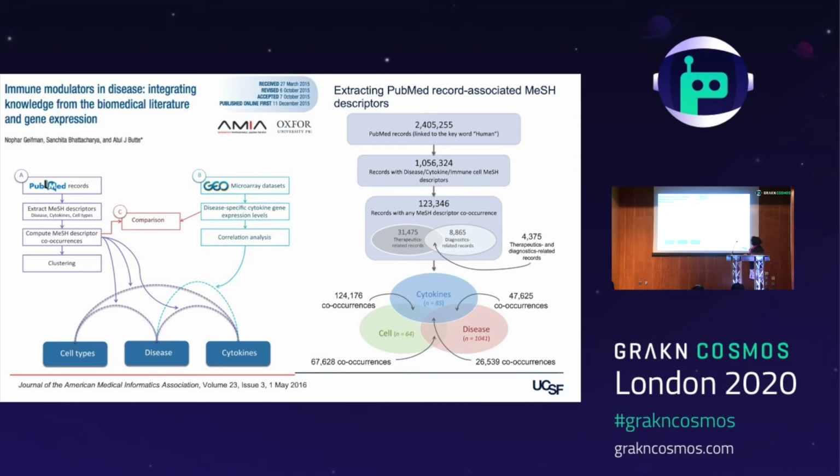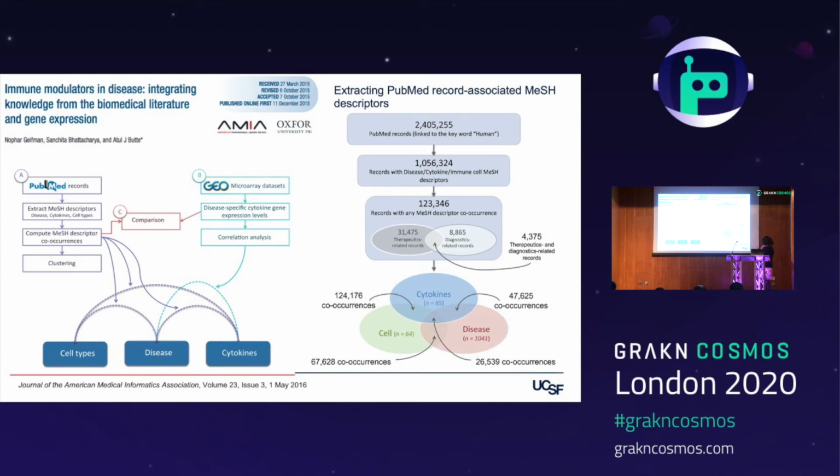We extracted the PubMed records based on the MeSH descriptors for disease, cytokines, and cell types, and then we computed the MeSH descriptor co-occurrence between disease, cytokine, and cell types, and then we clustered the data. On the side, we also got the gene expression. GEO is a database for downloading open access microarray data sets. We were looking at disease-specific cytokine gene expression levels, and then we did the correlation analysis for this. And so we extracted the numbers here.